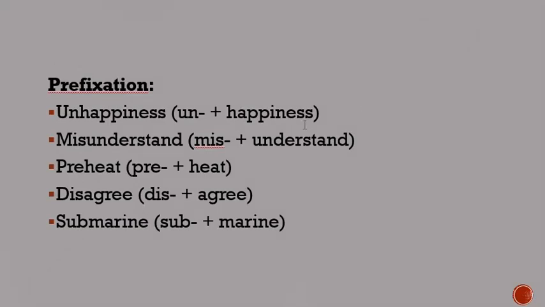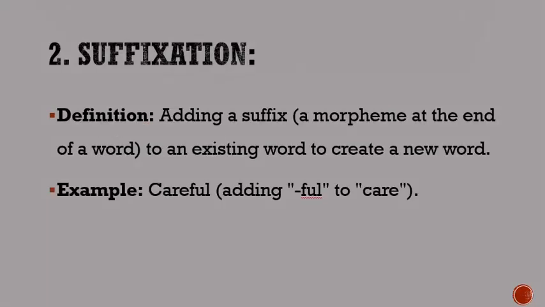Unhappiness. For the word happiness, before that you use the prefix un. Misunderstand. Before understand you use the prefix mis. And preheat. Before the word heat you use the prefix pre. Disagree. Agree, and before that you use the prefix dis. And submarine. Before the word marine you use the prefix sub and then you get the word submarine. Okay, so these are some examples for prefixation. I hope it's clear. And now the second one is suffixation.